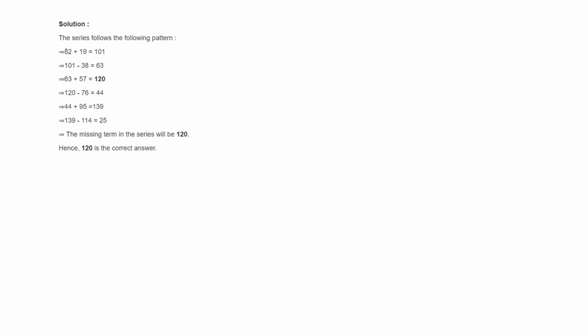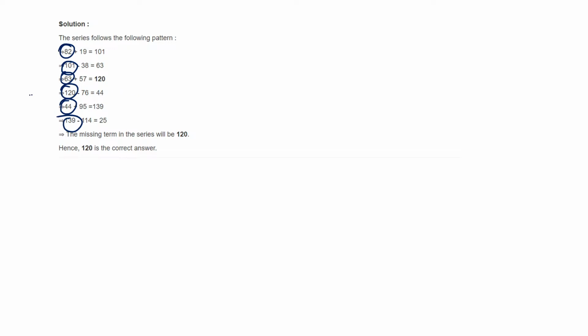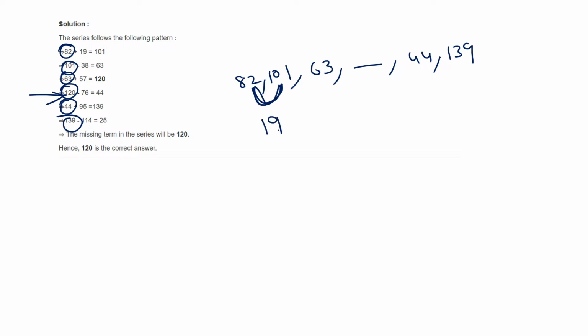Now see, this is our logic here: 82, 101, 63, blank, 44, 139. In that we have to find out the fourth number. Just find out how you are getting each number from the previous one. Obviously we know the difference is 19.